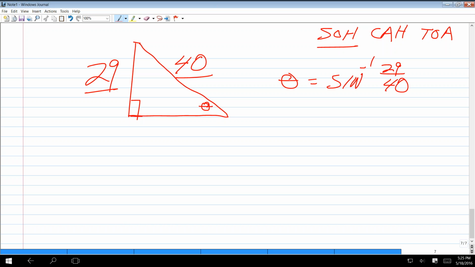Now, I don't have any assurances that that's the smallest angle yet. I'll certainly find out when I solve it. If that angle is less than 45 degrees, it's the smallest. If it's greater than 45, then this one up here is the smallest.